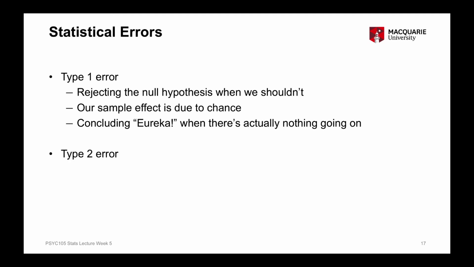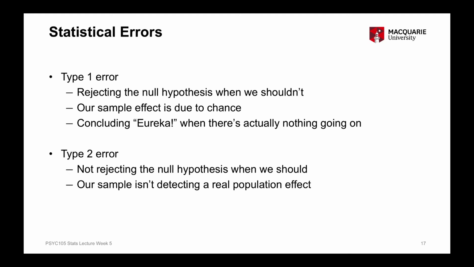The opposite of that is called a type 2 error, and a type 2 error is doing the other way around, so not rejecting the null hypothesis when we actually should. So not thinking that we have support for the alternate hypothesis when actually an effect does exist in the population. In this instance, our sample isn't detecting a real effect that exists in the population. That would be like wiping our hands and saying there's nothing going on when we should be saying eureka, there is an effect here.